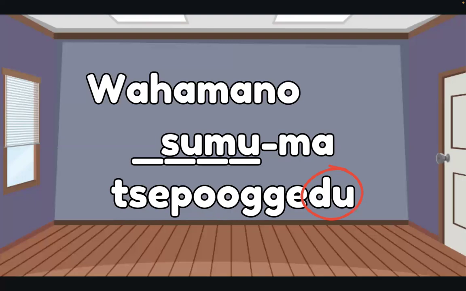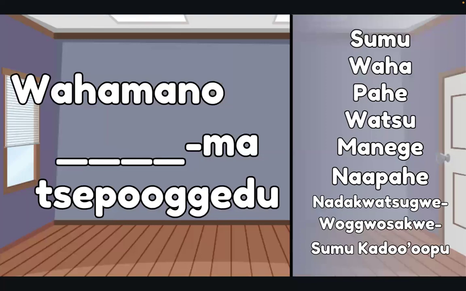Here are all of your options now on the right hand side of the screen. These are all the options that you can add onto that middle blank to say the numbers 21 through 29. Let's practice this a bit more. If you wanted to say 22, it would be wahamano wahamatsipugid.